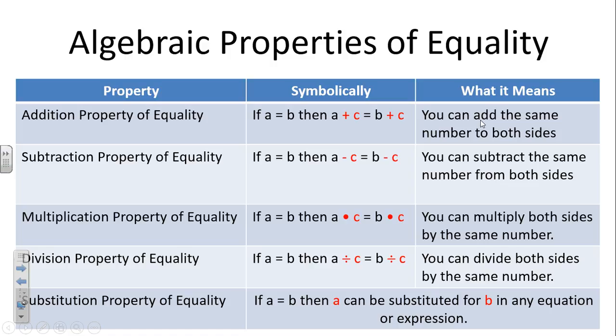And of course, you remember the division property of equality, and that says that if a is equal to b, then we can divide both a and b by the same number, c. And in words, it says you can divide both sides of an equation by the same number.